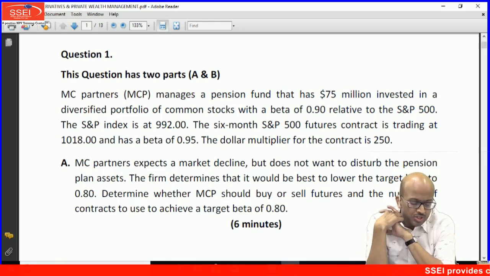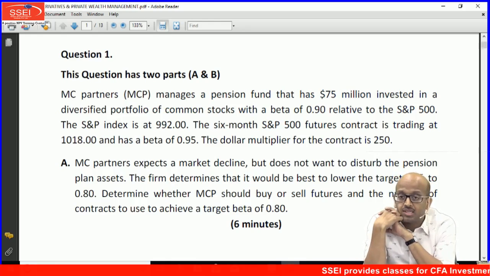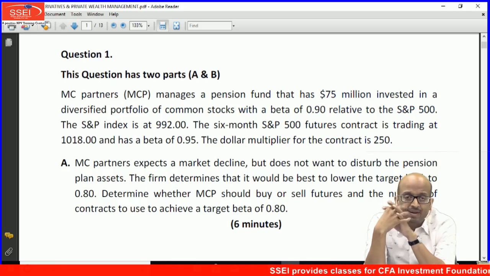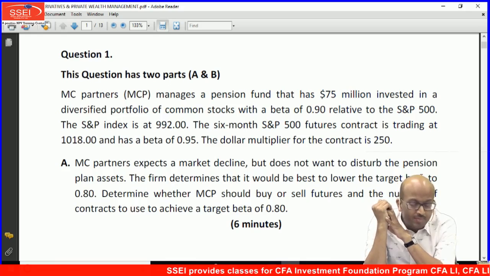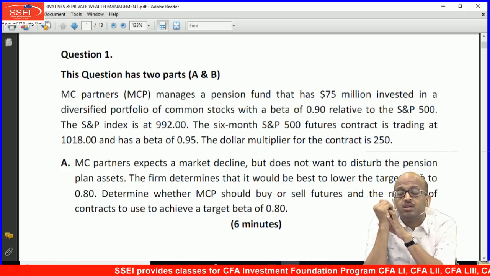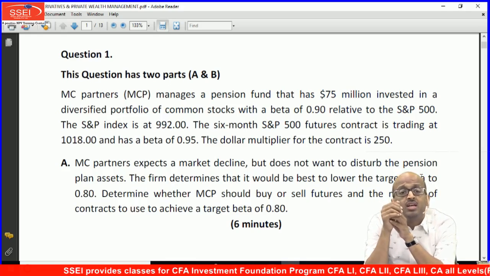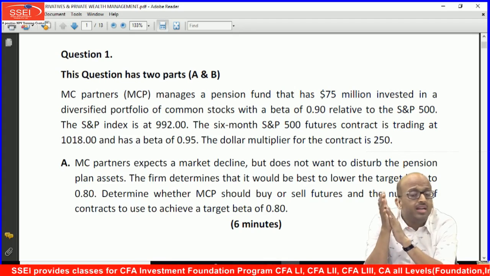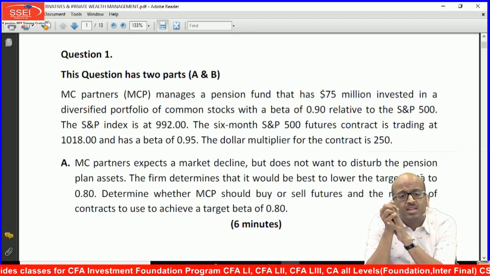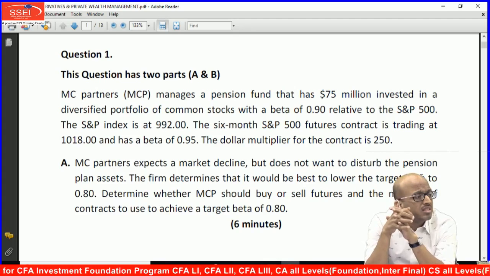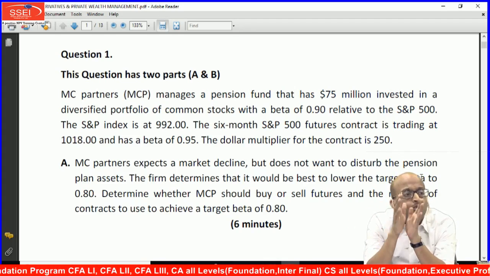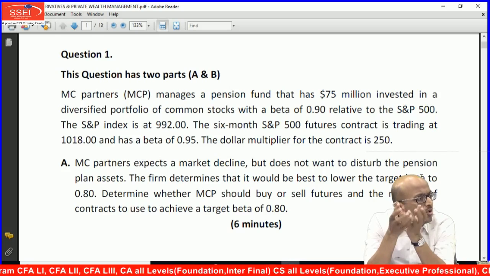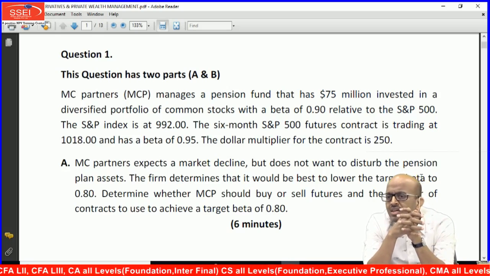Okay. Question. MC Partners expects a market decline, expects means is afraid of, but does not want to disturb the pension plan assets. Now what does he want to say over there? If you are expecting a market decline, why don't you do something? Sell off all the shares and hold cash. Cash means near cash. You are expecting a market decline, na? So why don't you sell all the shares and stay in cash?